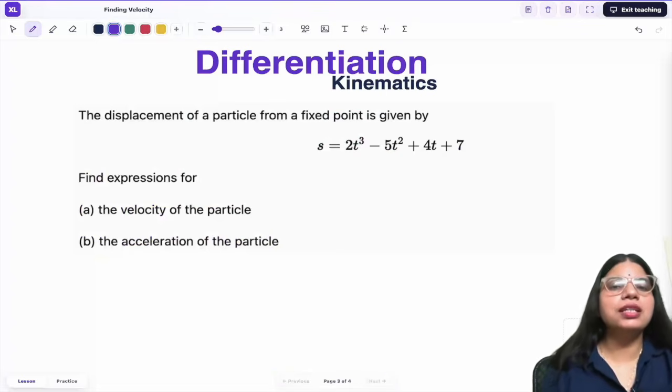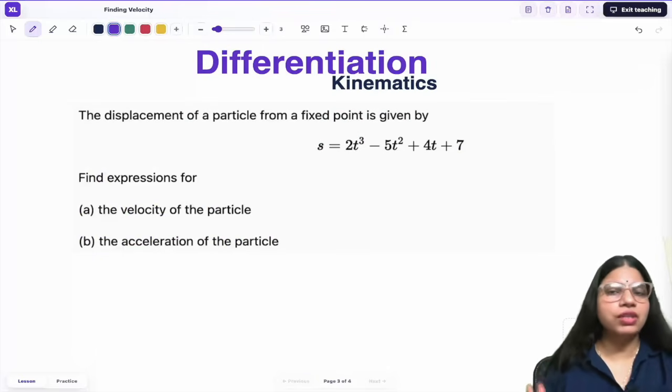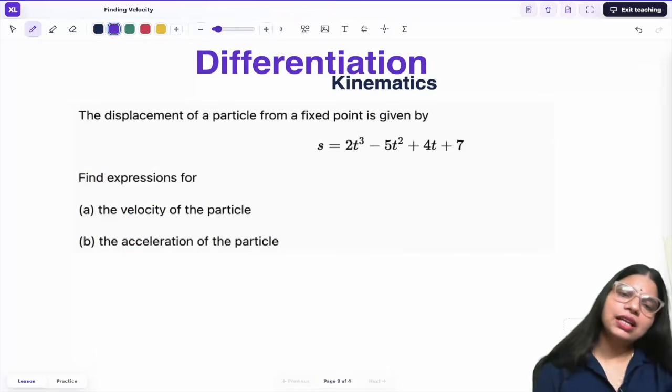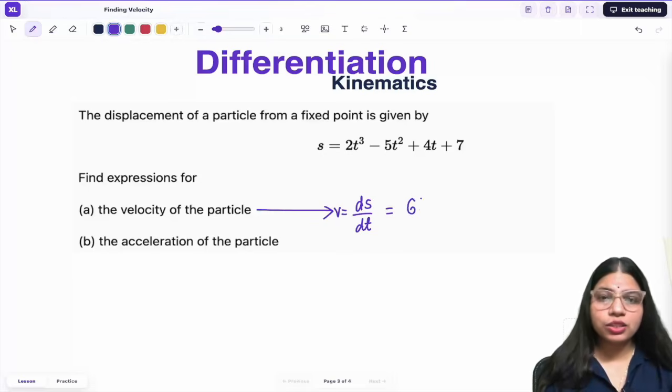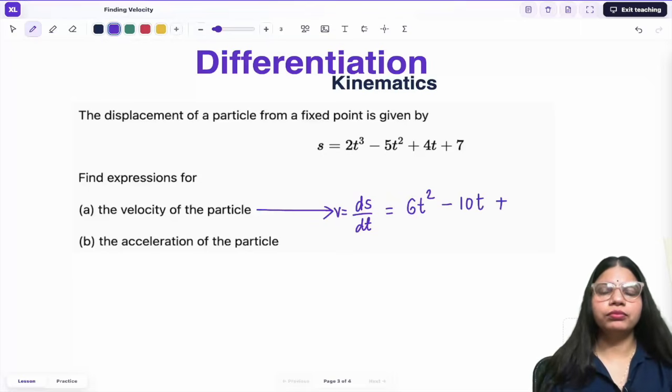The displacement of the particle from a fixed point is given by s. Again, s in terms of t we have. You have to find out the velocity of the particle as well as the acceleration. So how do we find out the velocity? For v, you are going to be differentiating s. So let's do that. If we differentiate it, we get 6t squared minus 10t plus 4. Are you clear?